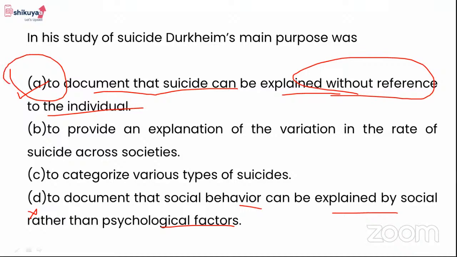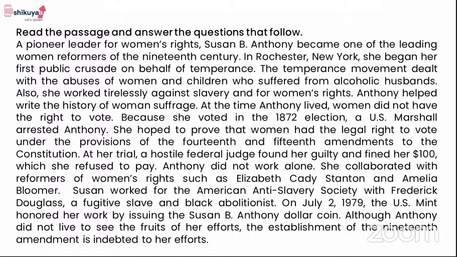Clear, everybody? Come on. Now let us try quickly. This is a very small passage, just this much. Come on, be quick, everyone. Once you are done reading, quickly type done in the chat box, so that we'll quickly finish this. A pioneer leader for women's rights, Susan B. Anthony became one of the leading women reformers of the 19th century. Come on, quickly. Have a quick read. Once you're done, type done in the chat box.